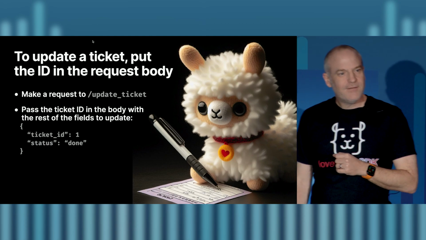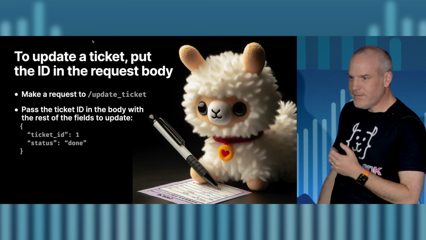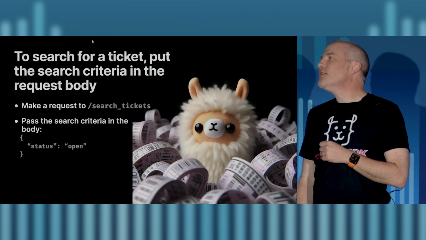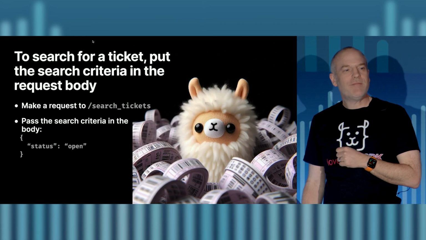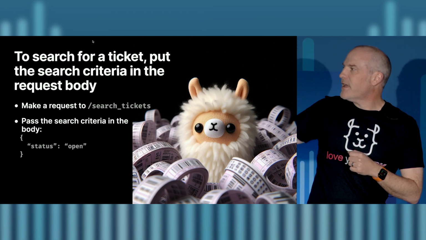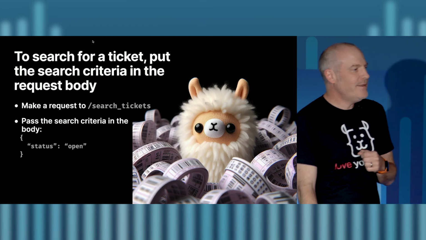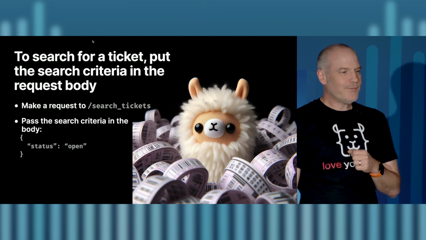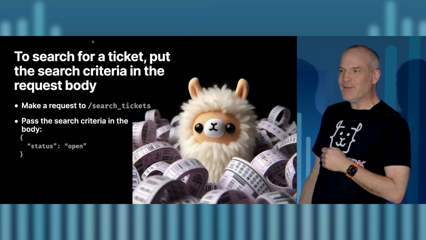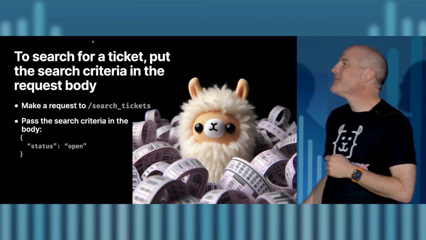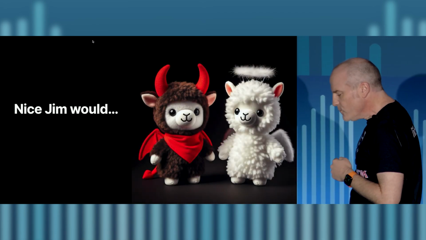Now, does this feel good? So far, so good, yeah. What about if you want to search for a ticket? Let's do the same thing. We have our search tickets endpoint, and we pass the search criteria in the body. Yes. This feels industry standard to me. Yeah. Except it's not. So what would Nice Jim do?